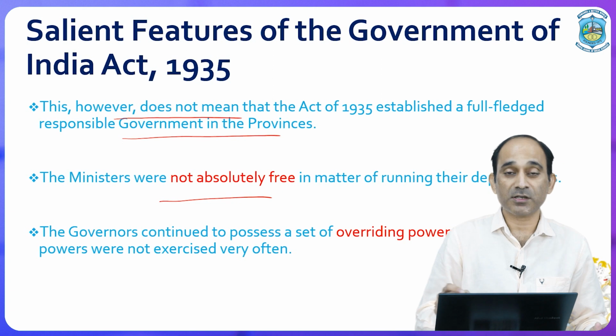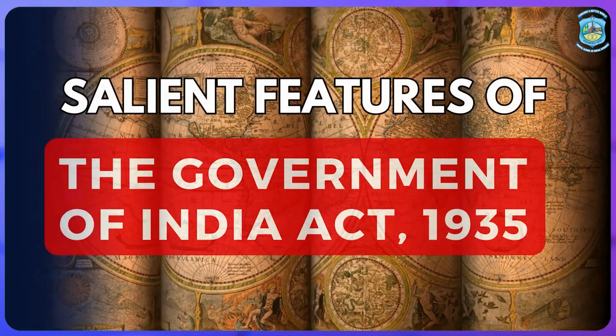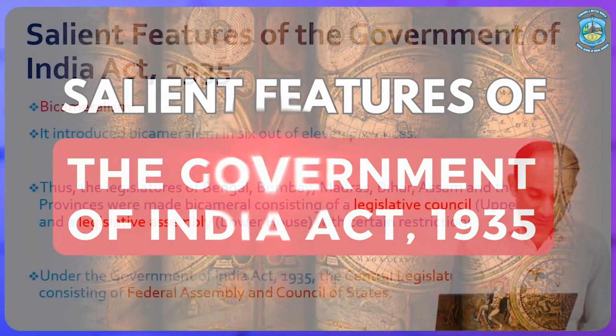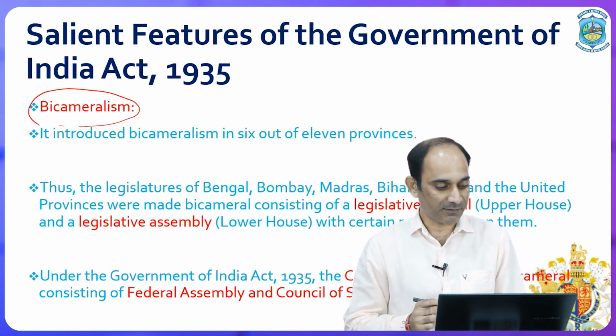The ministers were not absolutely free. In matters of running their departments, they had some restrictions. The government continued to possess a set of overriding powers, although such powers were not exercised very often. Another important provision introduced by this Act was the bicameralism at the central and also at the provincial level.